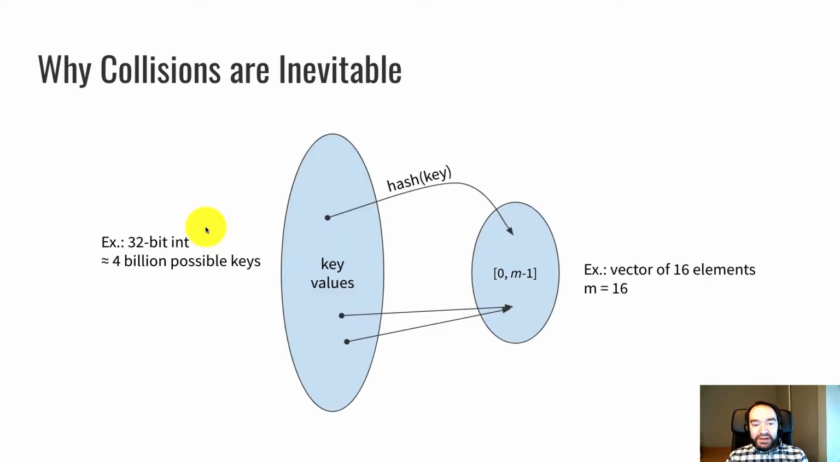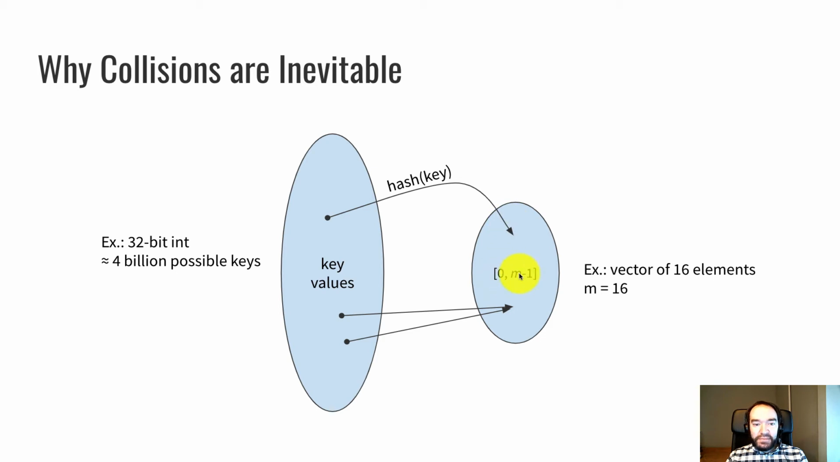Here's how we could illustrate this visually. I've illustrated these two sets as mathematical sets, as ovals here. On the left side, we have the set of all possible key values. On the right side, we have the set of all possible index values. Our hash function maps a key value to an index. So we could envision that if we pick an arbitrary key, like 1 and 4 were the keys in my example, if you call hash on key, it maps that to an index in the range 0 through m minus 1.